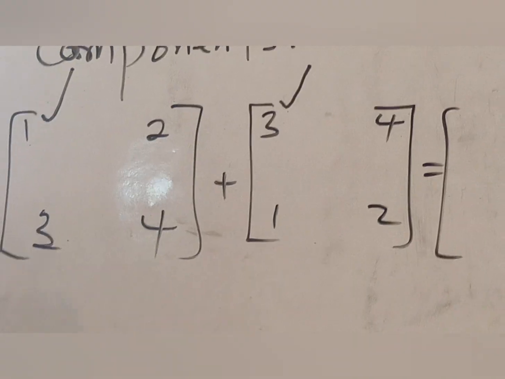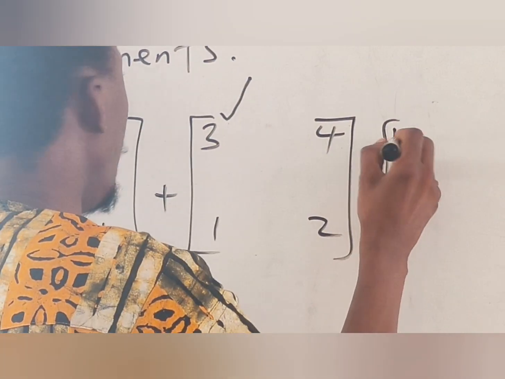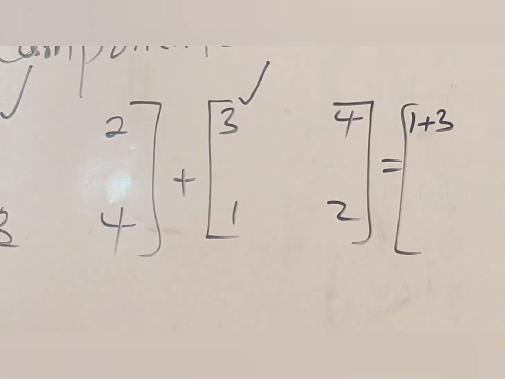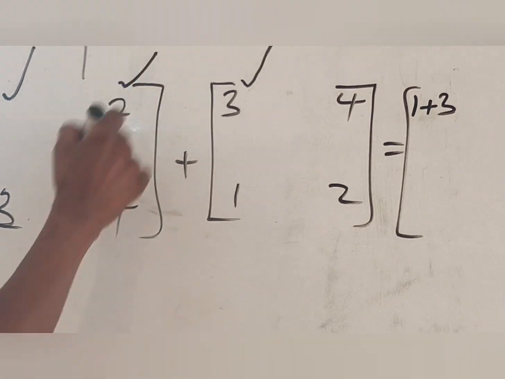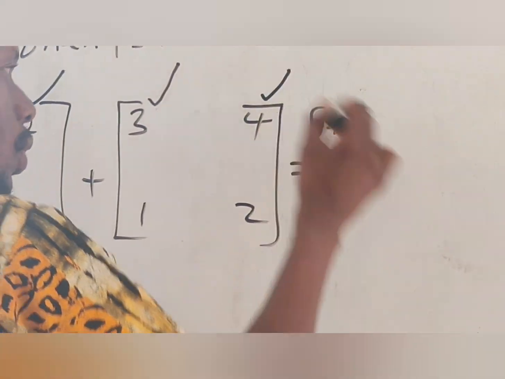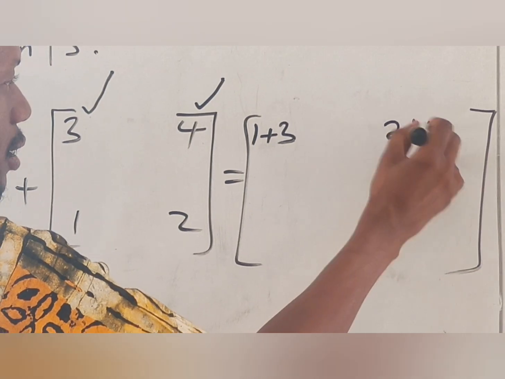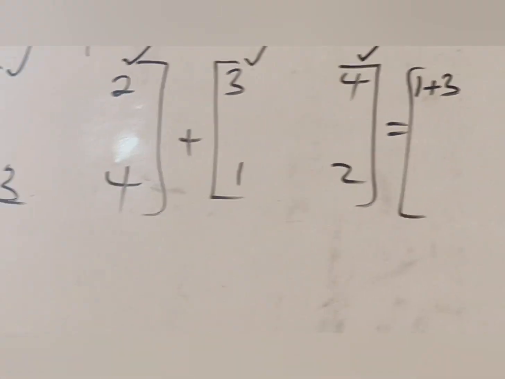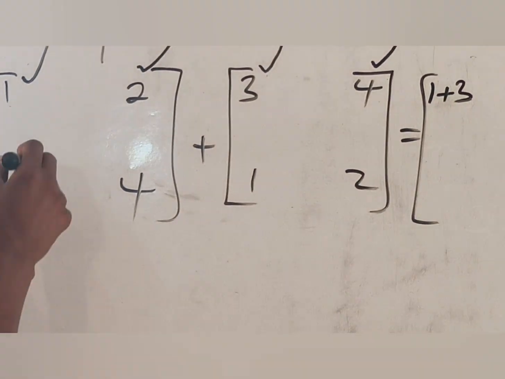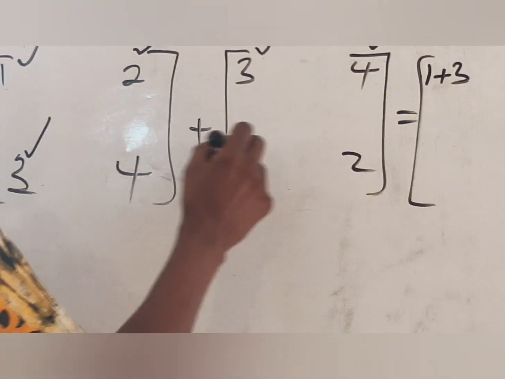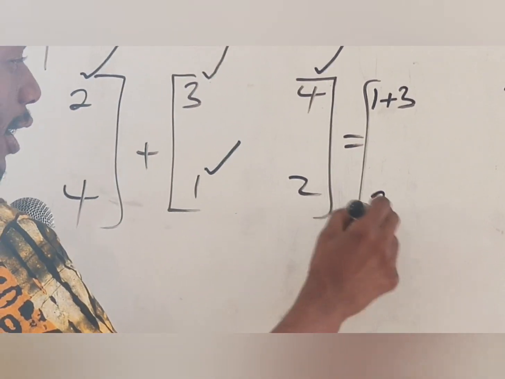Top left, top left. So you're going to have 1 plus 3, which is 4. Then top right, 2 and 4 in the top right, so we have 2 plus 4, which is 6. Are you all here? Yes. Then we have bottom left, 3 plus 1.